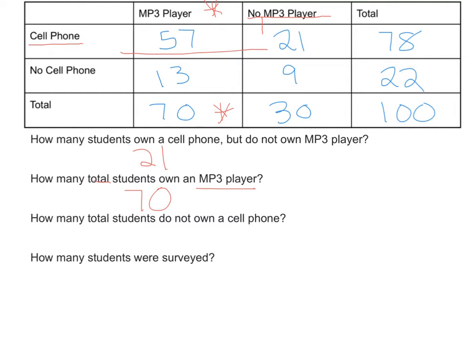How many total students do not own a cell phone? So no cell phone, and the total, 22 students do not own a cell phone. And then how many students were surveyed? So the big total, 100 students.